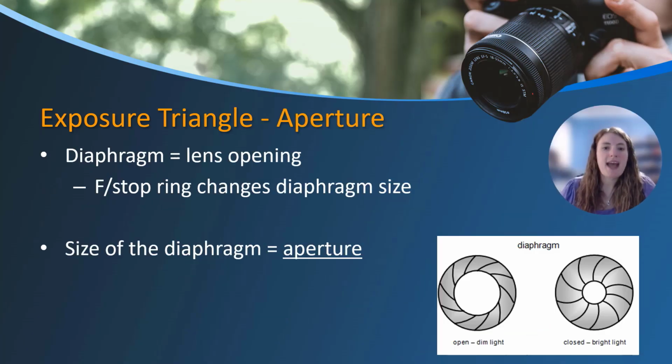So let's start with the aperture. The term aperture is used to describe the size of the lens opening, or the diaphragm. Like our eyes, the diaphragm of a camera lens can be adjusted to let in more light or to keep light out. And think about your pupils.